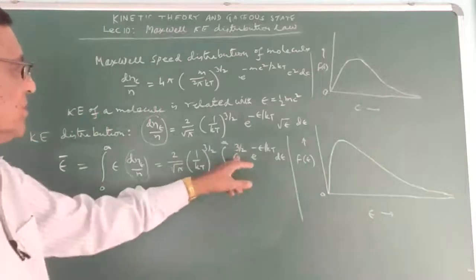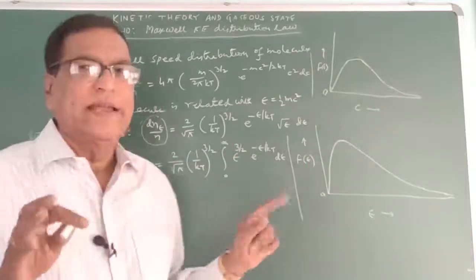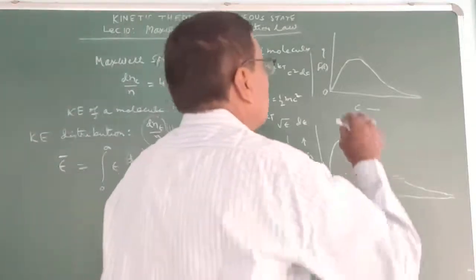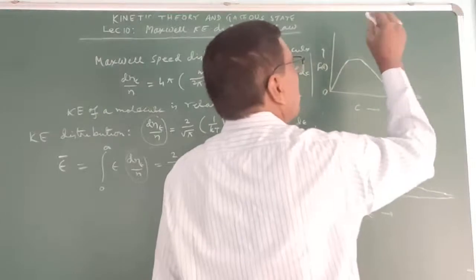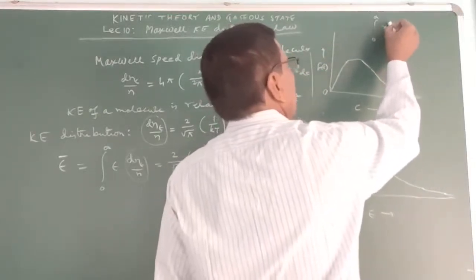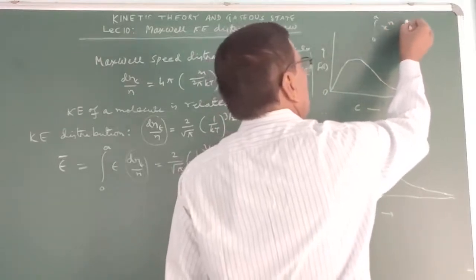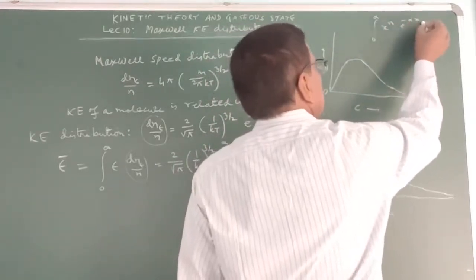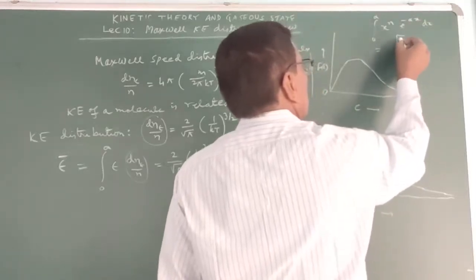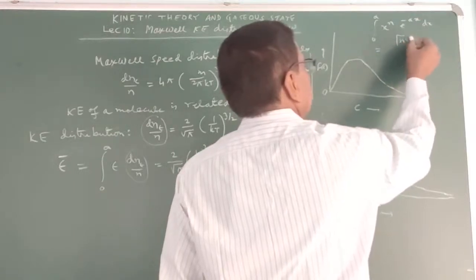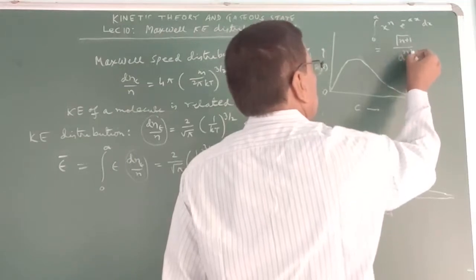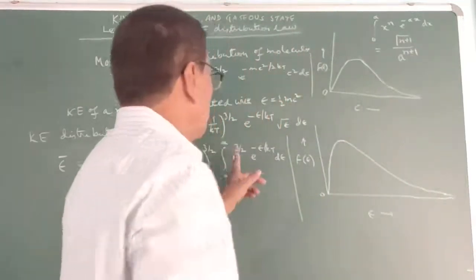This sort of integration you can easily calculate by the use of the gamma function. A gamma function, you probably remember: integral from 0 to infinity of x^n e^(−ax) dx gives you Γ(n+1) divided by a^(n+1). Here n equals 3/2.